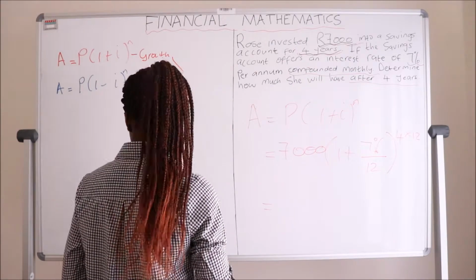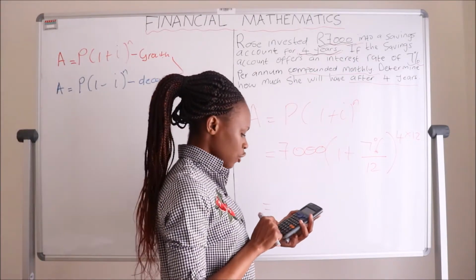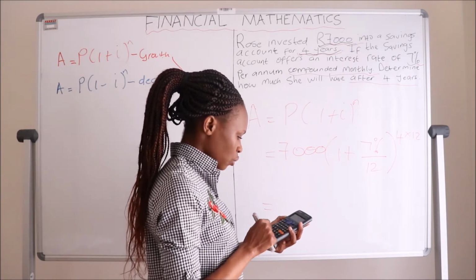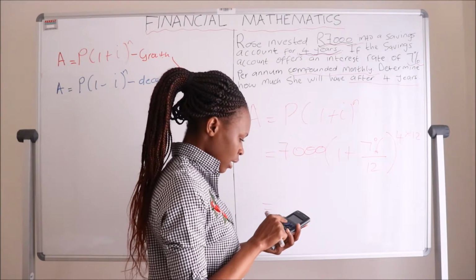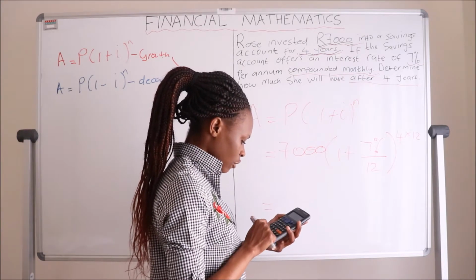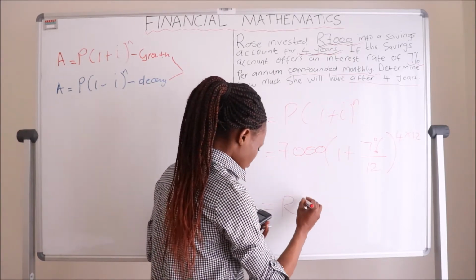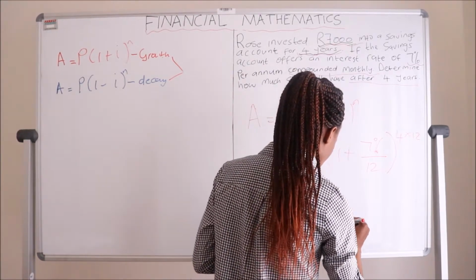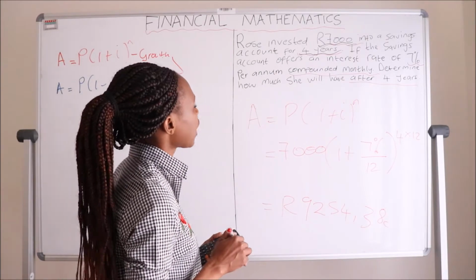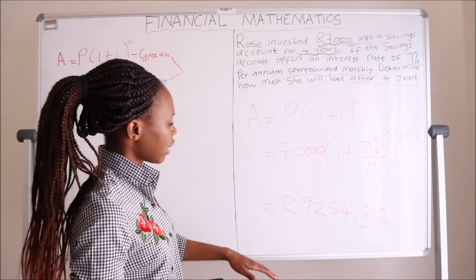Then we just punch it into a calculator: 7,000 into 1 plus 7% divided by 12, to the exponent of 4 multiplied by 12, which will give 9,254.38. That means that after 4 years, when Rose goes to this account, it will be worth 9,254.38.